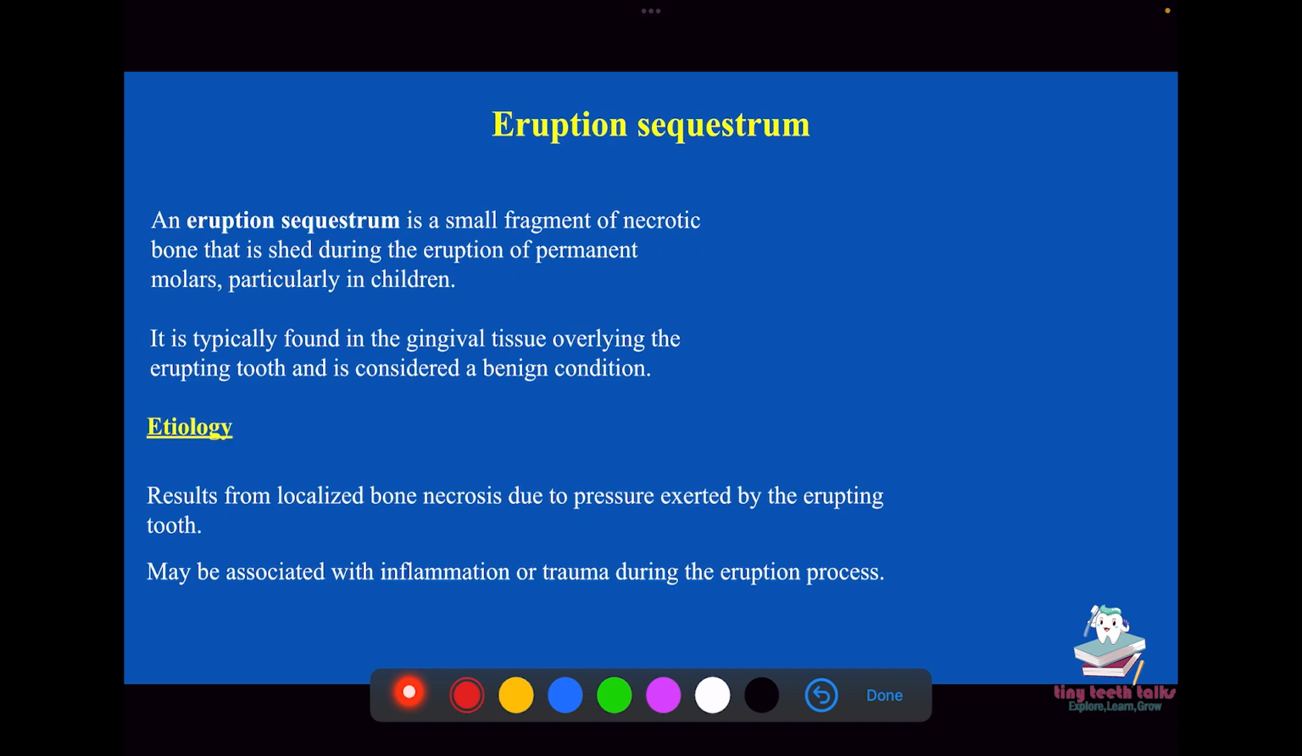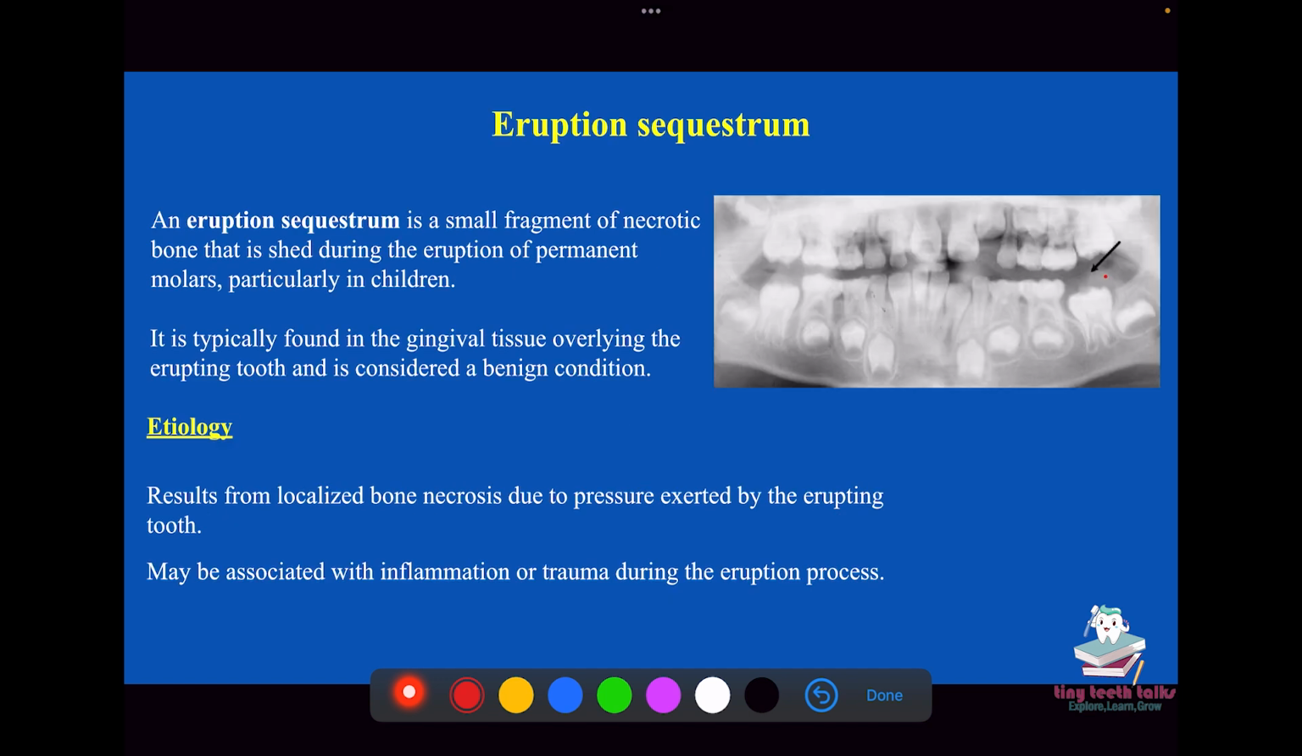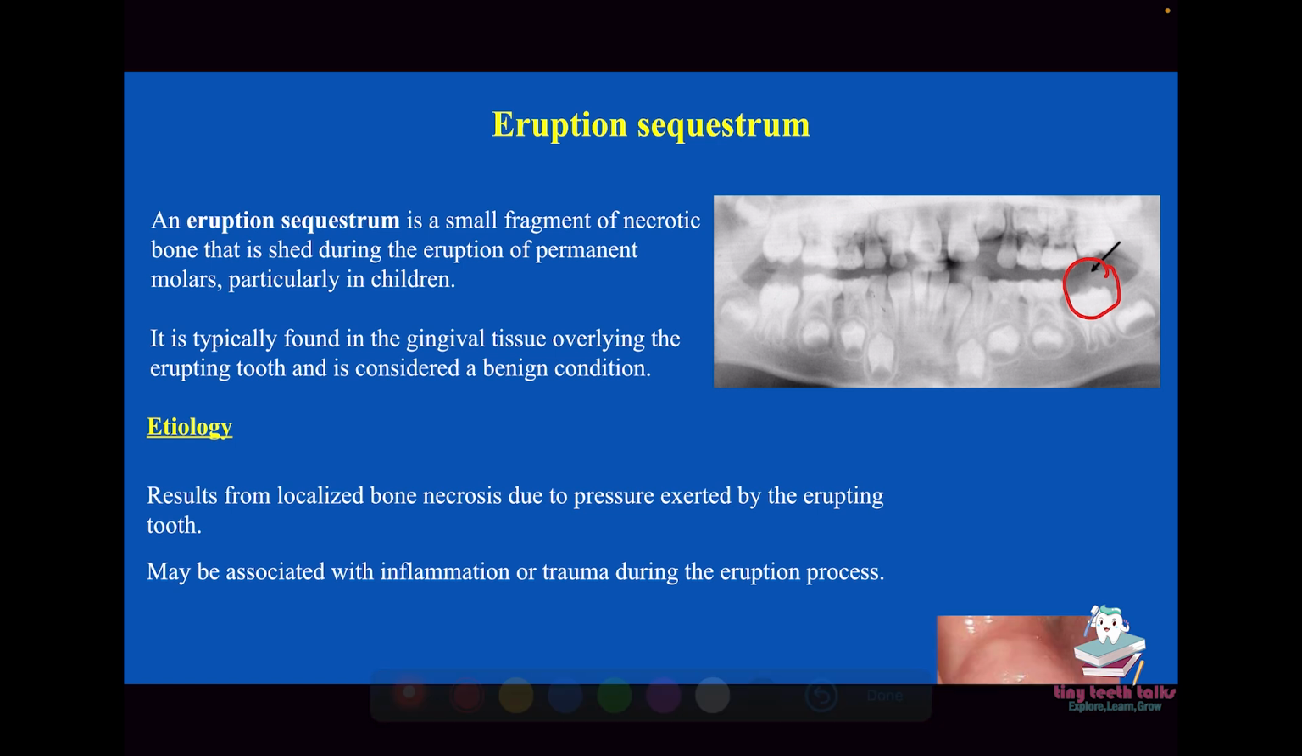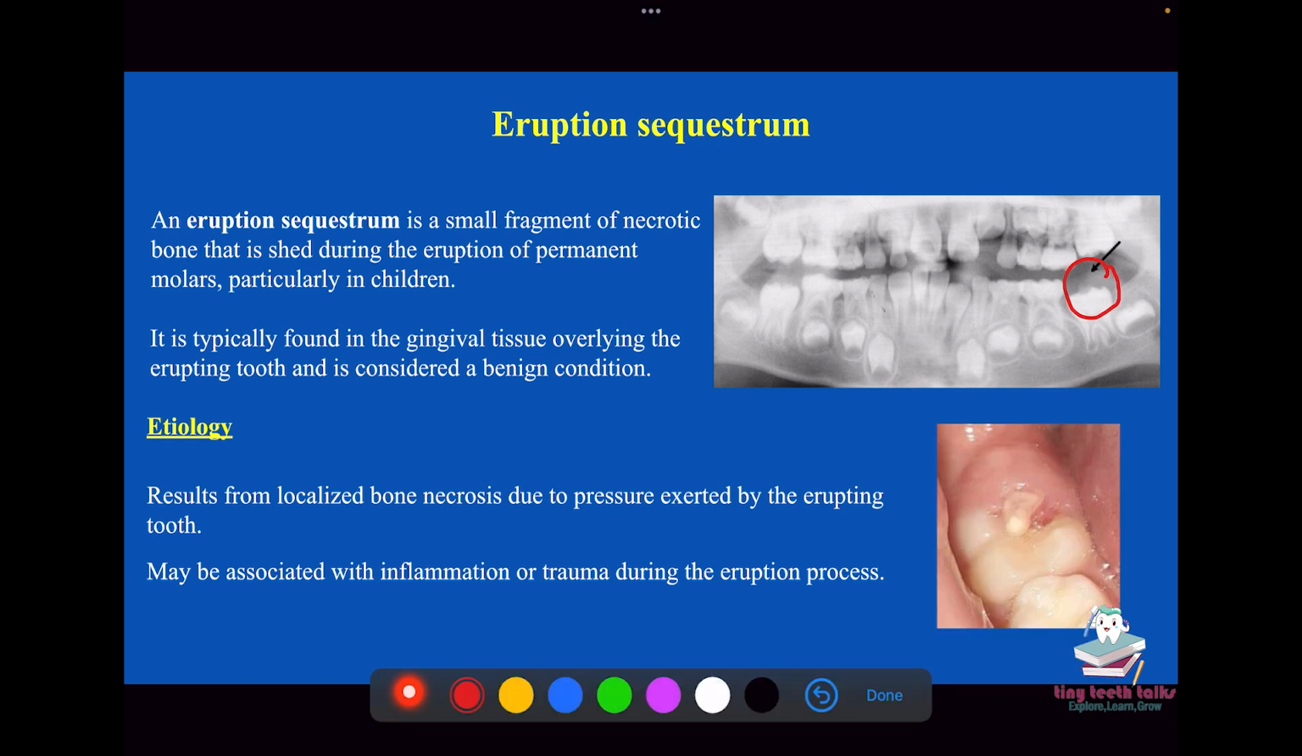Second is eruption sequestrum. An eruption sequestrum is a small fragment of necrotic bone that is shed during the eruption of the permanent molars, particularly in children. It is typically found in the gingival tissue overlaying the erupting tooth and is considered a benign condition. Etiology: it results from localized bone necrosis due to the pressure exerted by the erupting tooth, and may be associated with inflammation or trauma during the eruption process.